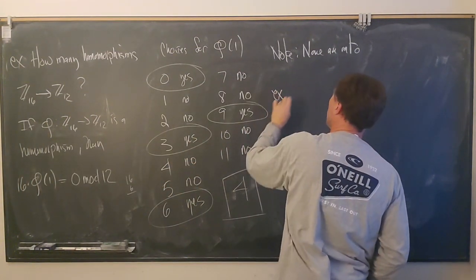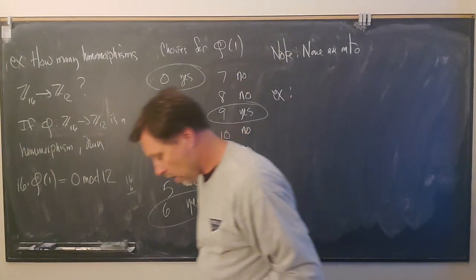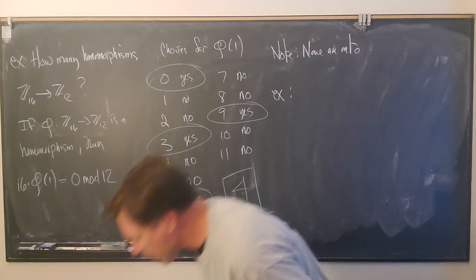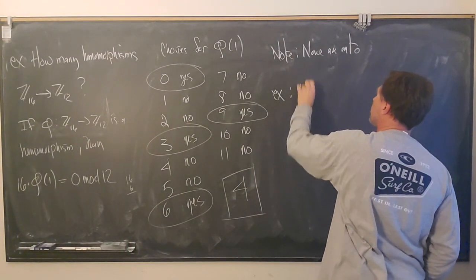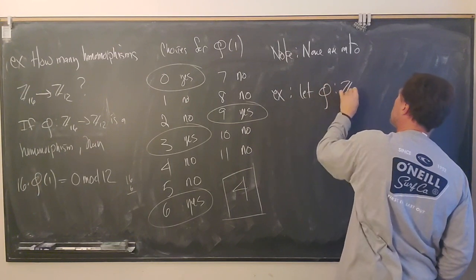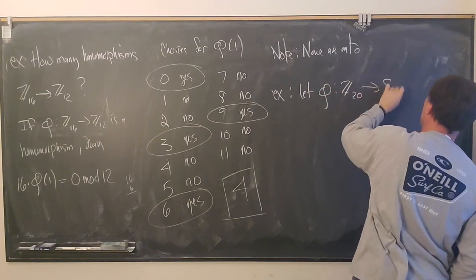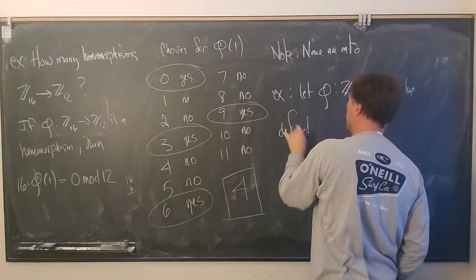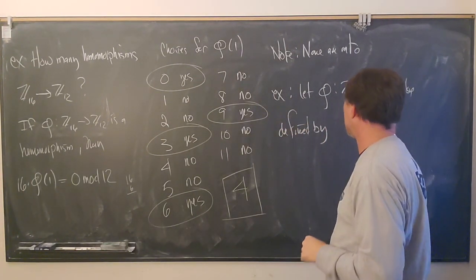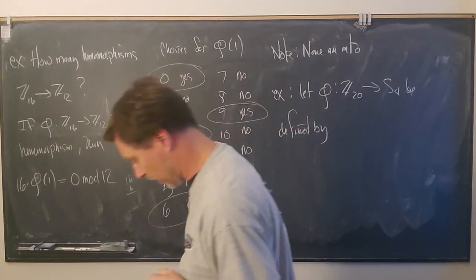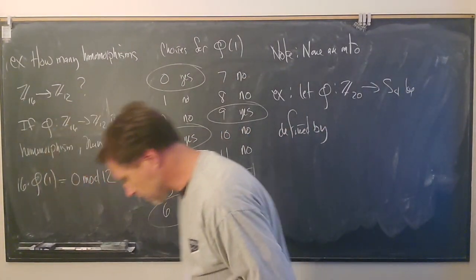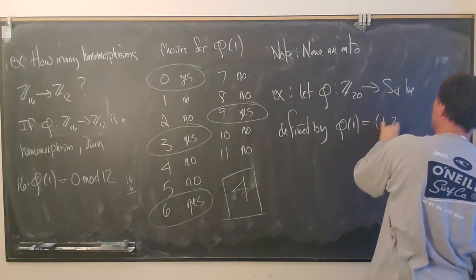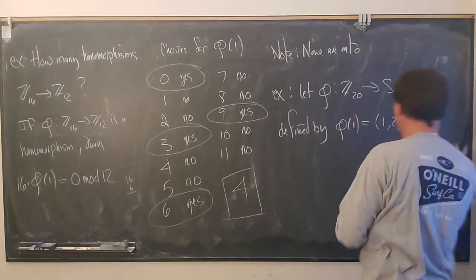Okay, so let's do one more example here. I'm going to go from Z20 to S4. So let phi from Z20 to S4 be defined by, remember, I need to send 1, a generator of Z20, somewhere. So let phi of 1 equal (1 2 3 4). I want to send it to that 4-cycle.